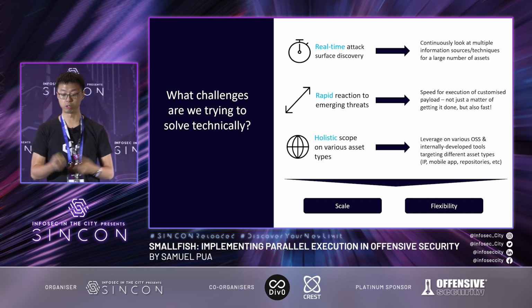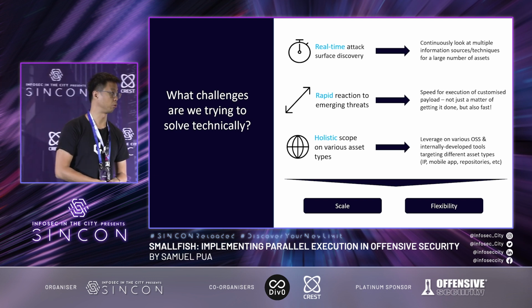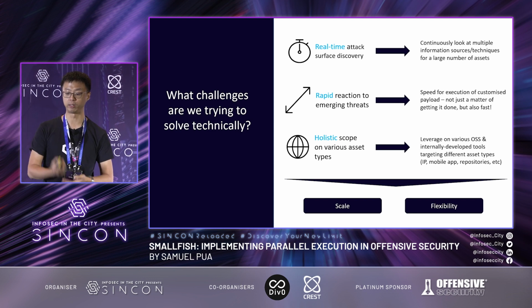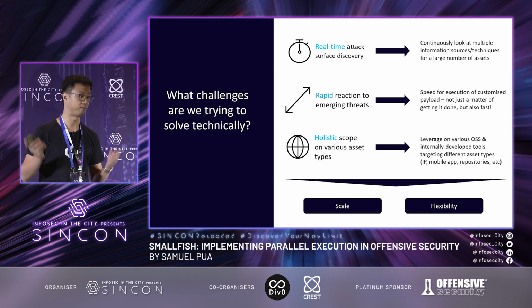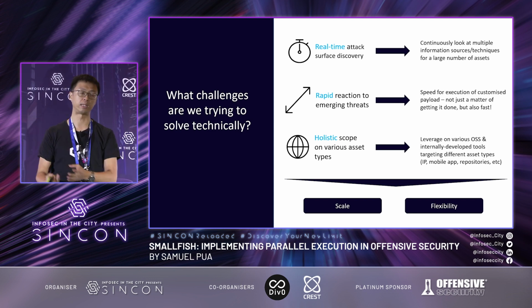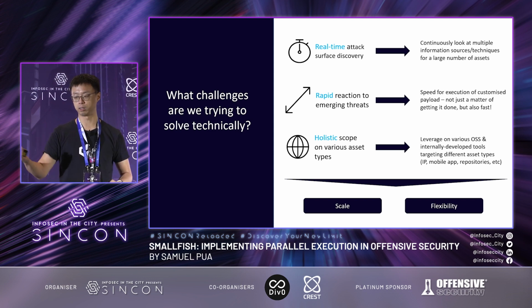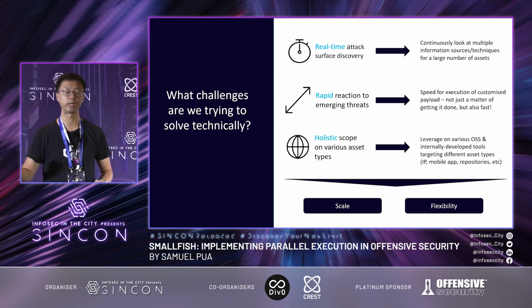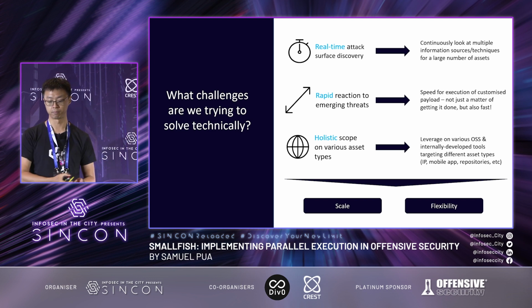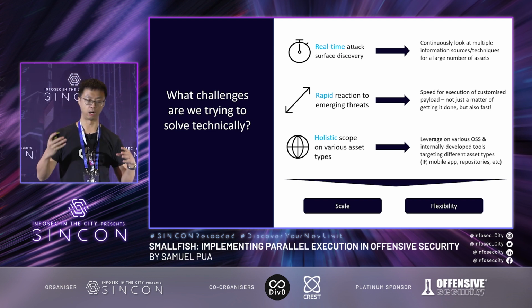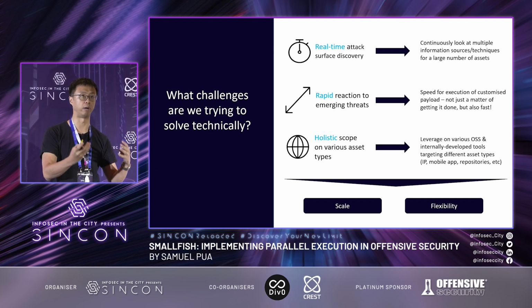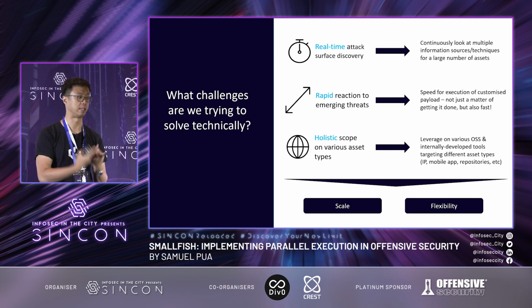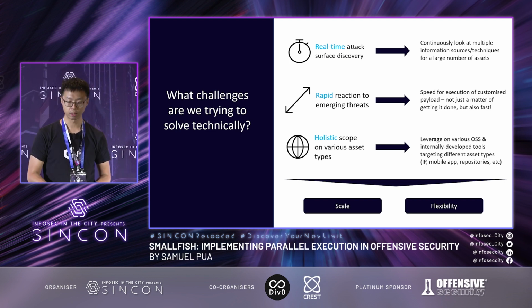And lastly, we also need to be able to cover different asset types. This means that we need to quickly leverage different types of open source tools whenever we have new asset types or whenever a new attack technique comes along. We need to be able to quickly incorporate these tools onto our platform. And that means our tool to help us scale our execution needs to have scale. And secondly, it also needs to have flexibility.